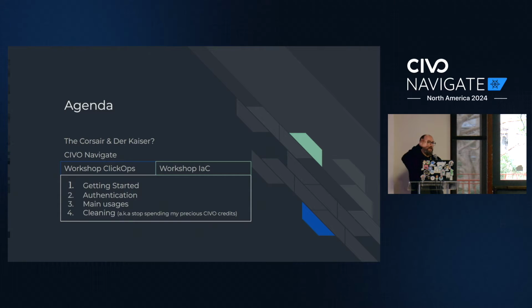Then, as you can see, there will be the workshop of ClickOps and then the workshop of infrastructure as code. The colors are different because the second person, my friend Engin here, will be talking to you about infrastructure as code. I will take part of the first one, and then the agenda, it's okay. It's just more for the video than for you here.